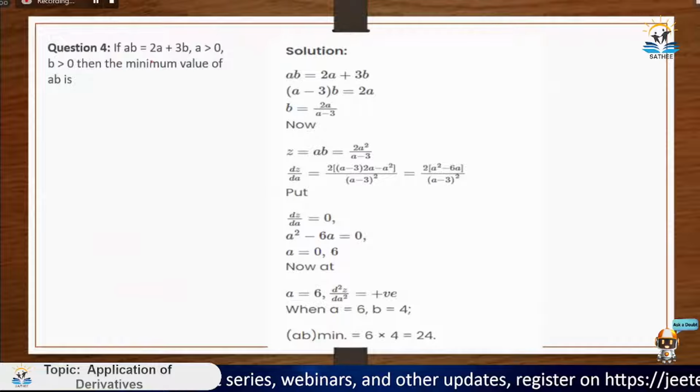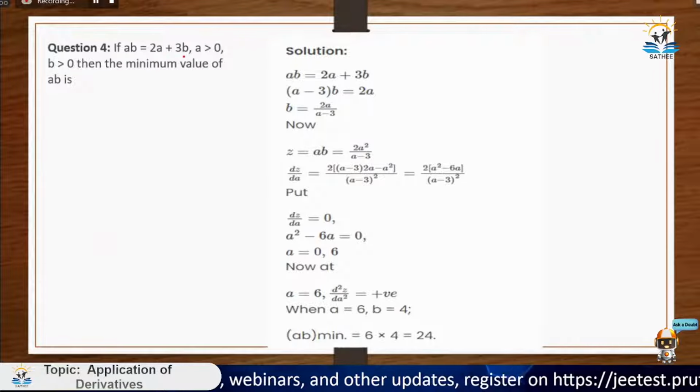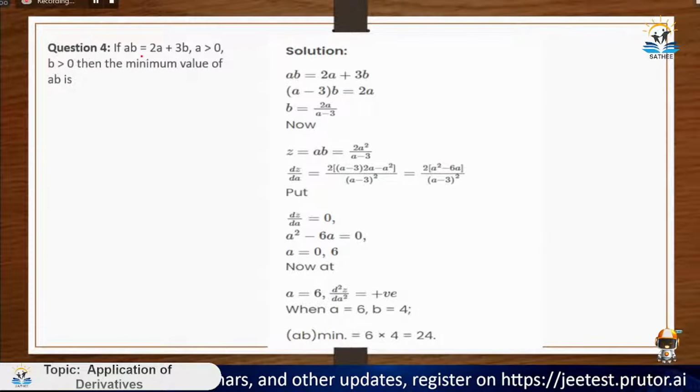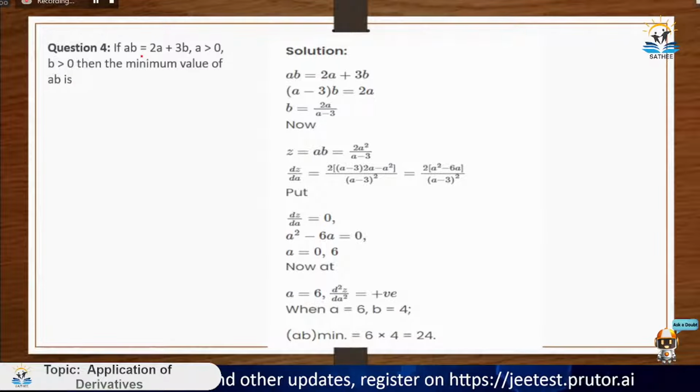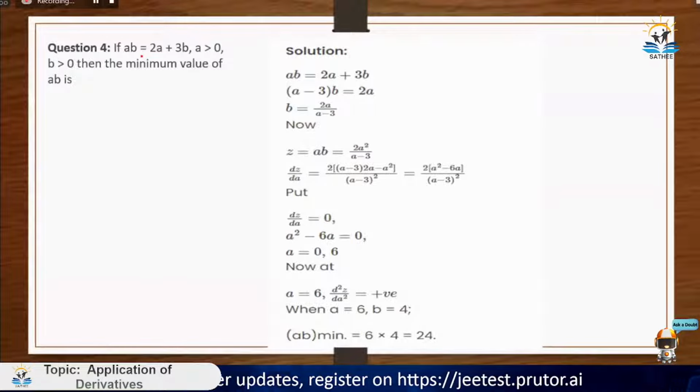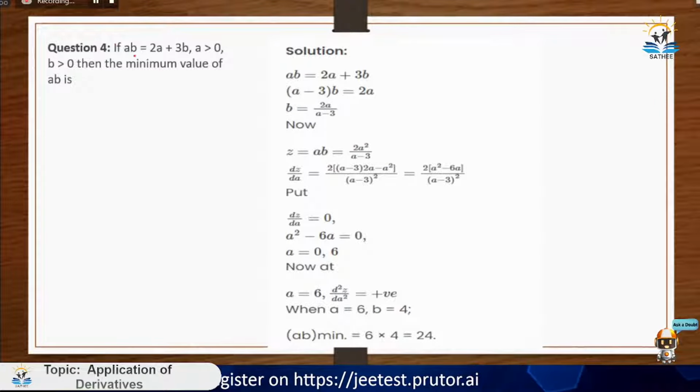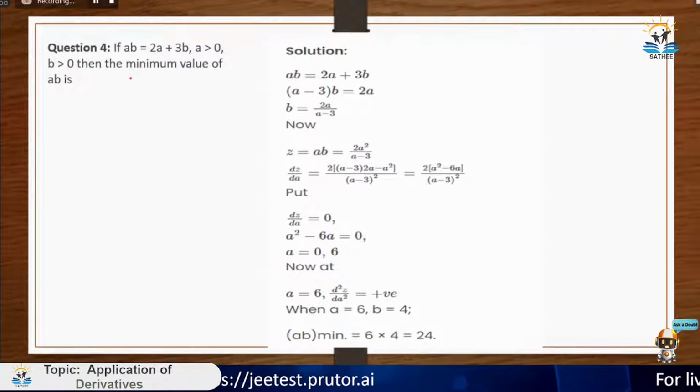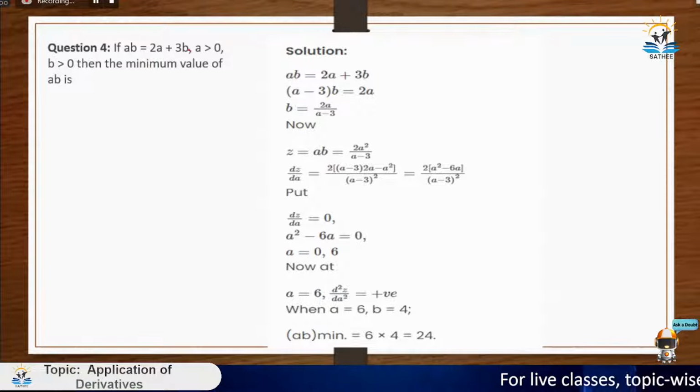Coming to this question, if AB is equal to 2A plus 3B, then what is the minimum value of AB? Okay, so you need to calculate the minimum value of AB. The concept for this is the same which we used in the last question. Since there are two variables and you need to calculate a differential, try to change it into one variable. So let's calculate the value of B here in terms of A. I will take 3B to that side, I will get AB minus 3B is equal to 2A. From there I calculated the value of B.